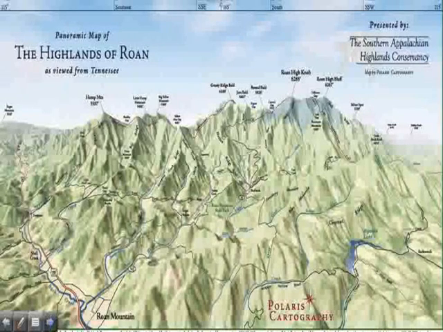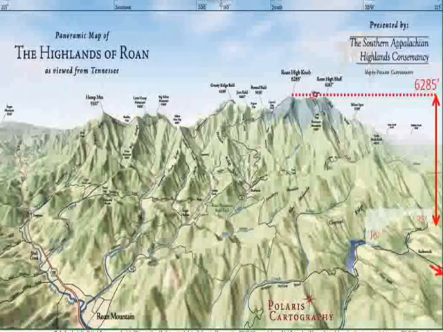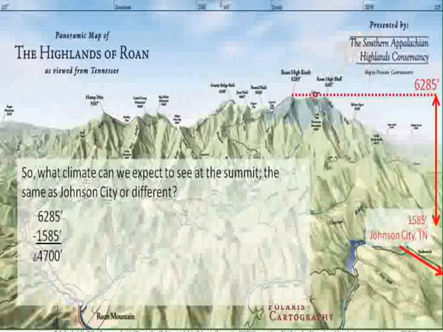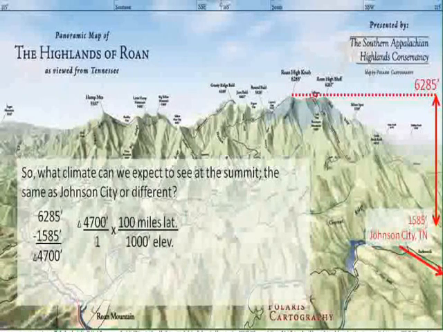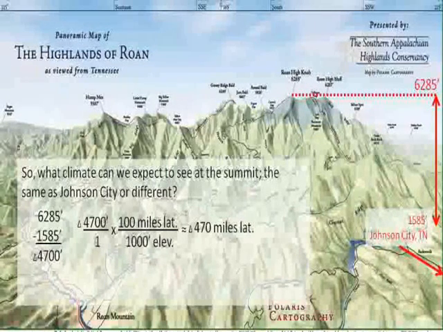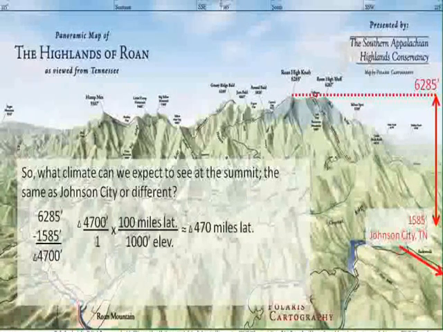So first, to do that, we have to determine the difference in elevation between Johnson City and the Roan High Knob. We can do that by simply subtracting 1,585 feet from 6,285 feet, which will give us a change in elevation of 4,700 feet. If we take that change and multiply it by our conversion factors that we've learned, it'll tell us that the climate found at the top of Roan High Knob will be approximately the same as the climate found 470 miles north latitude of Johnson City, Tennessee.